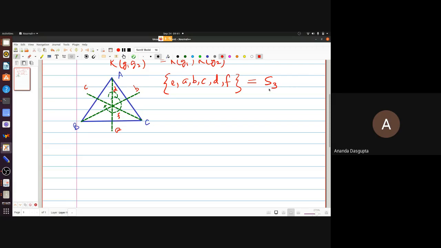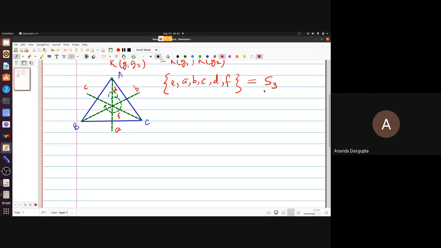Can anybody explain to me why this has to be isomorphic to S3? You can of course show that this is isomorphic to S3 by constructing an isomorphism. I'm asking you to argue why this has to be isomorphic to S3. Anybody? Any permutation would be just all the vertices exchanging. So it's kind of like permutations of 3 objects.